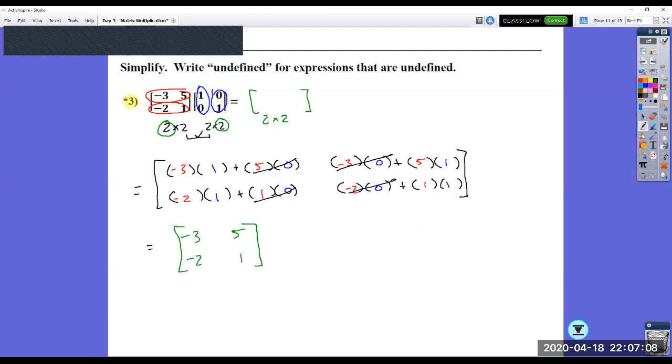You'll notice, wait a second, nothing really changed there. This is a special matrix that we have here. This was an identity matrix, if you remember that from day 1. So that's the matrix equivalent of multiplying by 1.